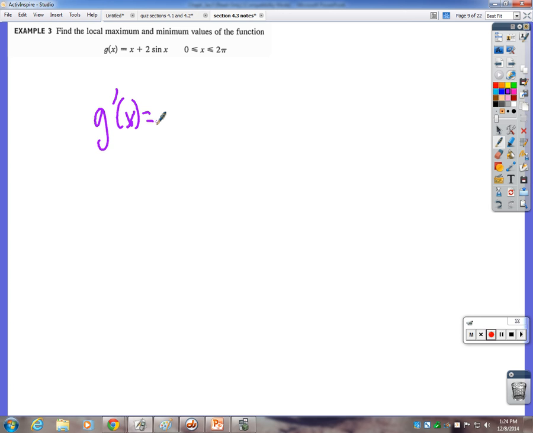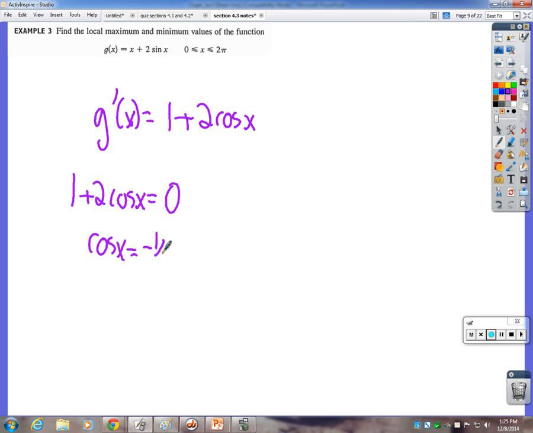Okay, so I need to take the derivative here. What's the derivative here? 1 plus 2 cosine x. So we're only going from 0 to 2 pi, so that's what it is. Now what do I do? Nope. I'm staying away from the calculator. I'm doing this with my mind. Let it equal 0. So 1 plus 2 cosine of x equals 0. Solve for cosine. So cosine of x equals negative 1/2.